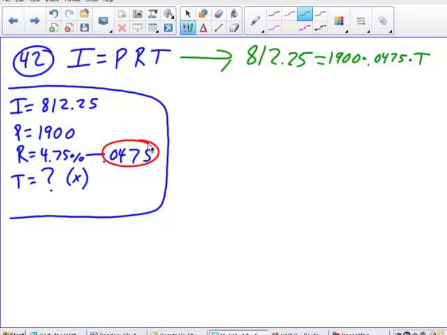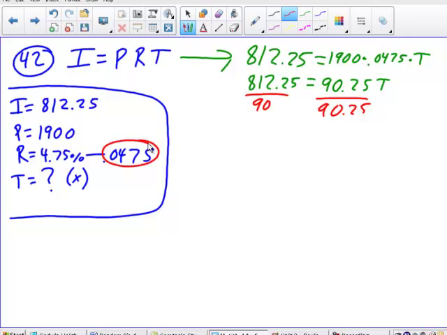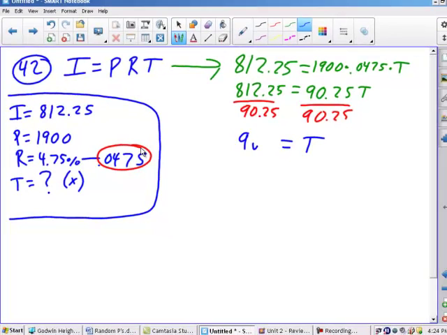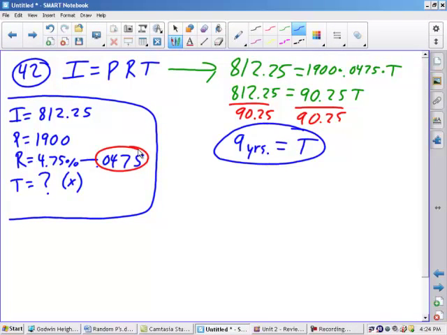First of all, simplify each side. So on the left, I have 812.25 still. On the right, I'm actually left with 90.25. If you multiply that out times T, I then will divide both sides by this 90.25 to figure out what T is. And I will then get T is equal to 9, and again, that was years. Know what you're talking about.